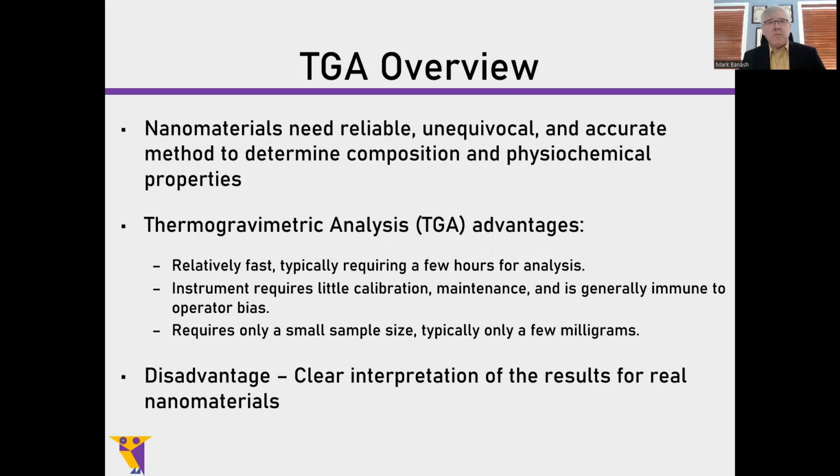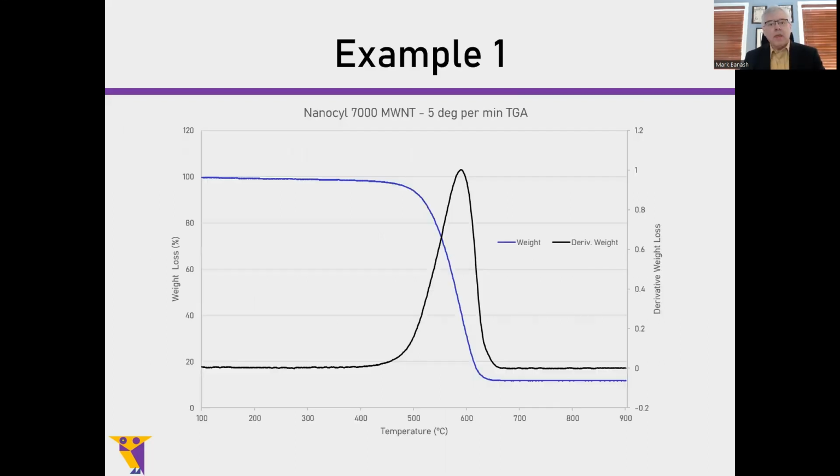It also requires a small sample, a few milligrams, but you can run multiple samples completely automated and get an idea statistically whether what you're looking at is truly representative of the product. There's one disadvantage, and that is the clear interpretation of the results for real materials.